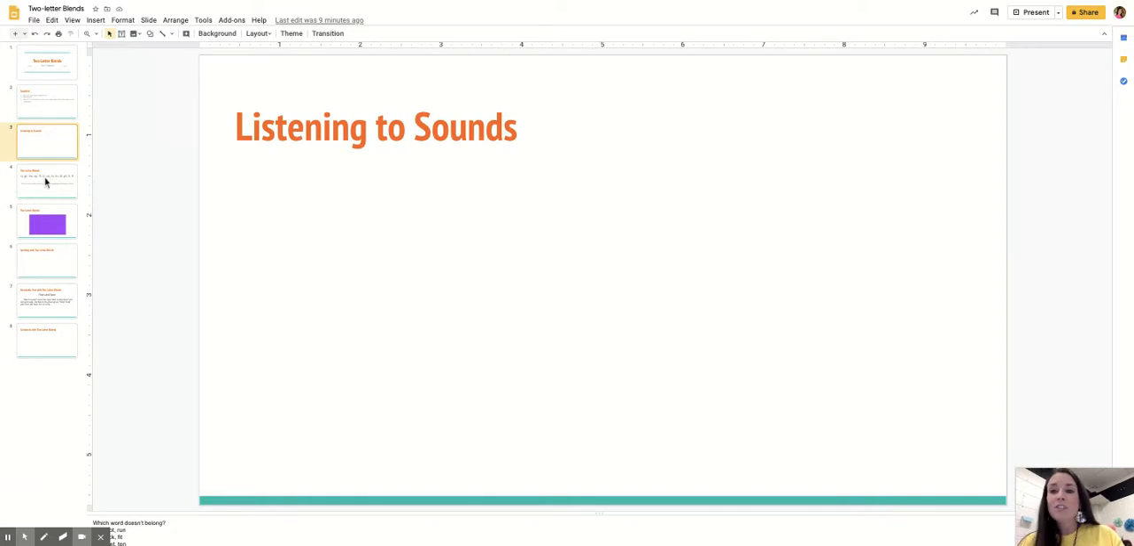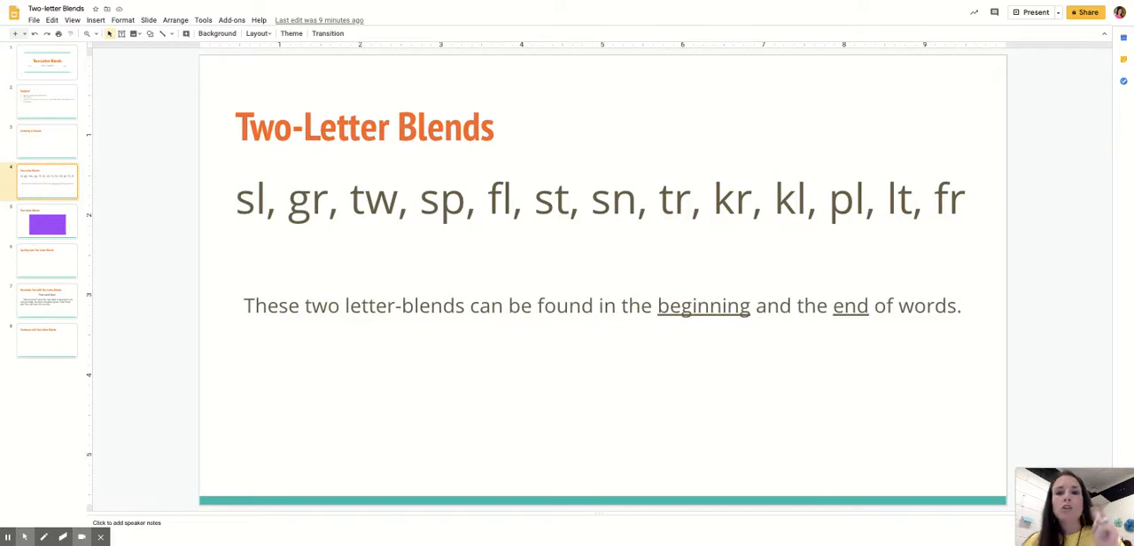All right, now let's talk about what we are going to be learning in phonics today. We are going to be working on 2-letter blends. There are a lot of 2-letter blends. You can see them on the screen. SL, GR, TW, SP, FL, ST, SN, TR, CR, KR, KL, PL, LT, FR.